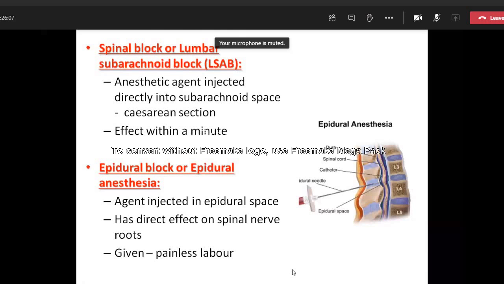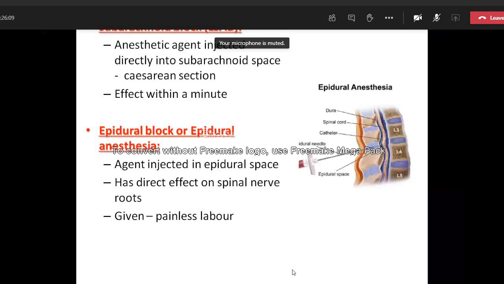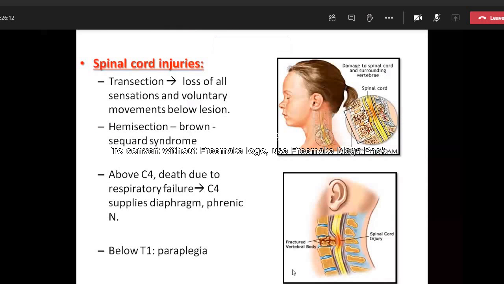Next, spinal cord injuries, especially in road traffic accidents. Cut section or transection of the spinal cord can occur, and there will be loss of sensation as well as loss of motor function below the lesion. Depending upon the site of the lesion, the effects occur. There is one clinical condition known as Brown-Sequard syndrome, which usually occurs in hemisection of the spinal cord. Only half of the spinal cord is cut.